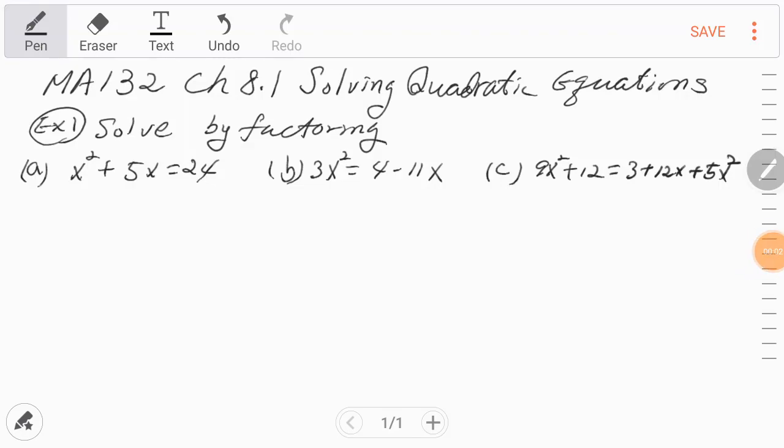Chapter 8 is about quadratic equations, quadratic functions, and quadratic inequalities. This section is about solving quadratic equations. When we solve a quadratic equation, what do we do first? We first move all the terms to one side so that the other side is 0, and then factor the expression. So, the zero factor property.